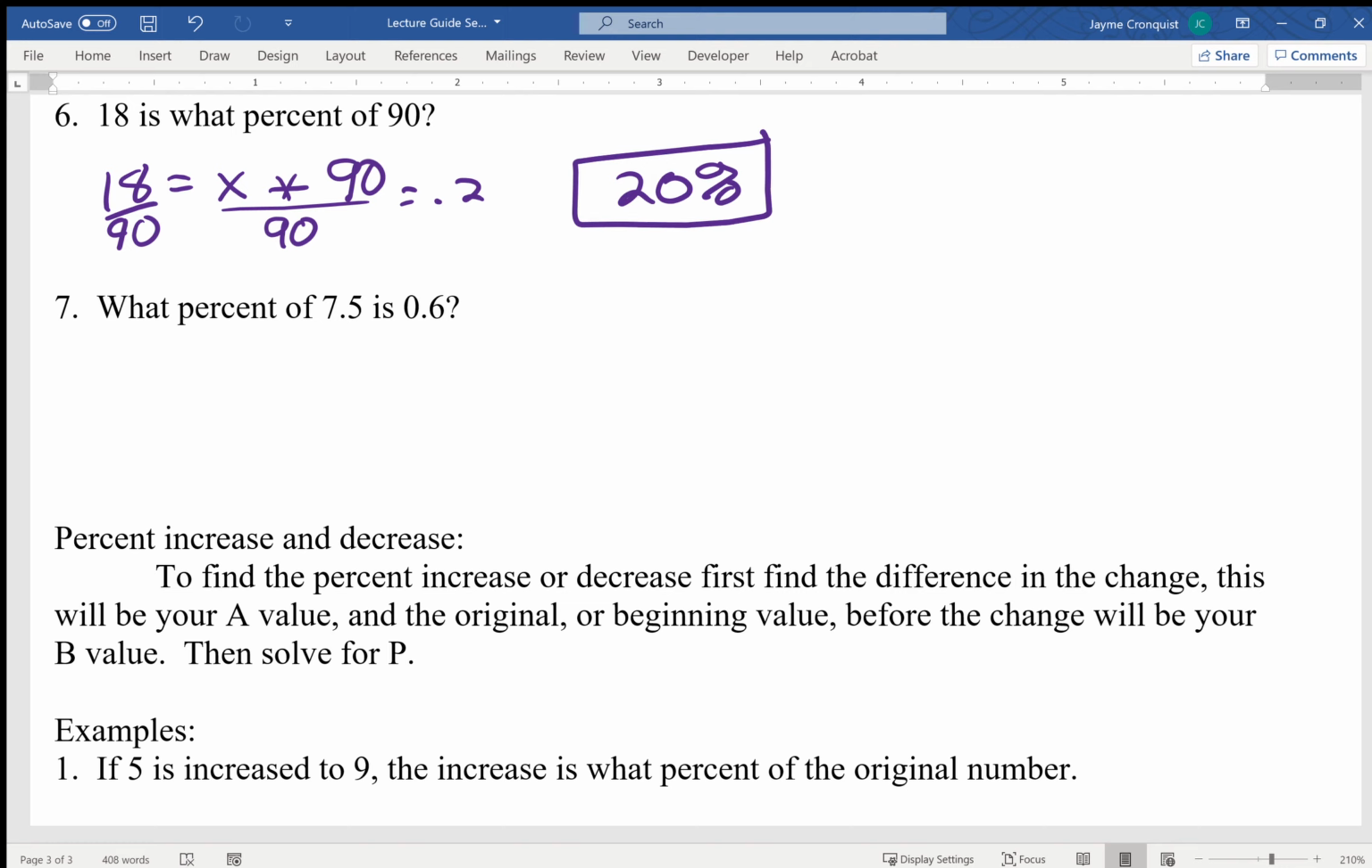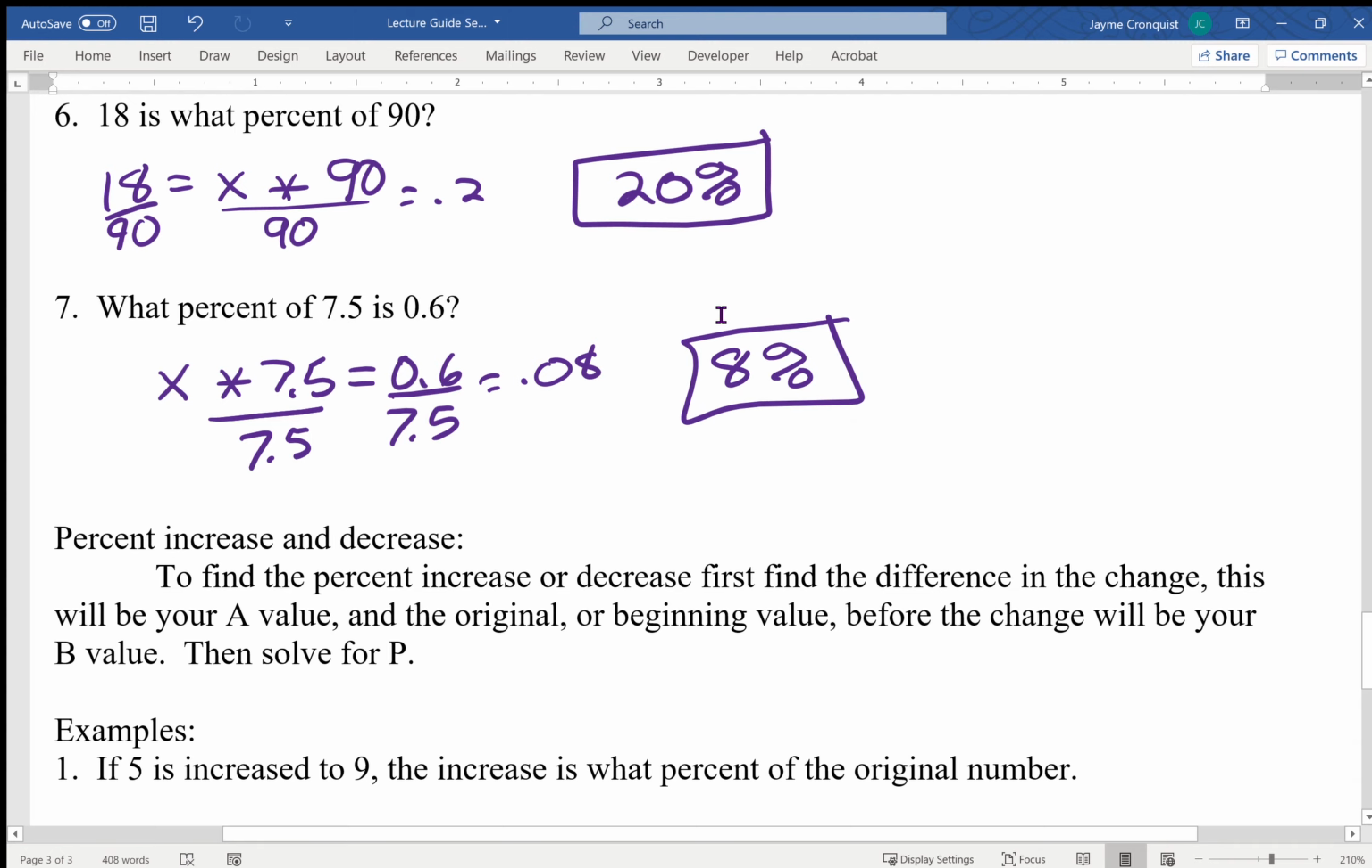All right. What percent of 7.5 is 0.6? So we divide both sides by 7.5. We get 0.6 divided by 7.5. And I get 0.08. Which is 8% when I convert it to percentage.